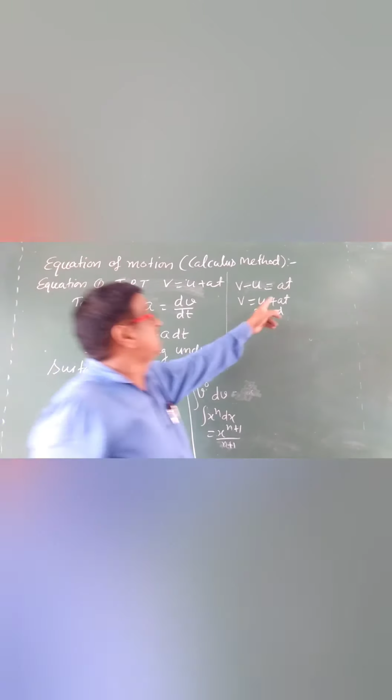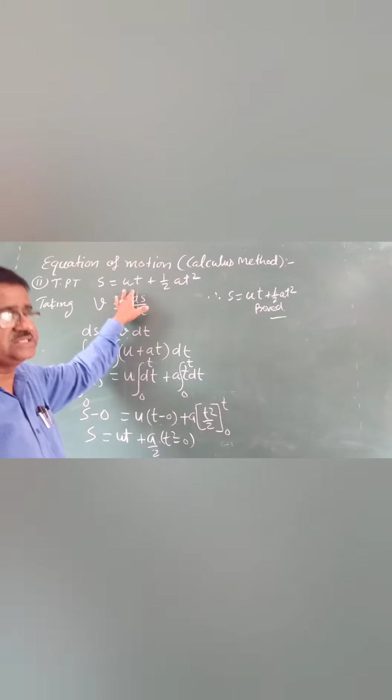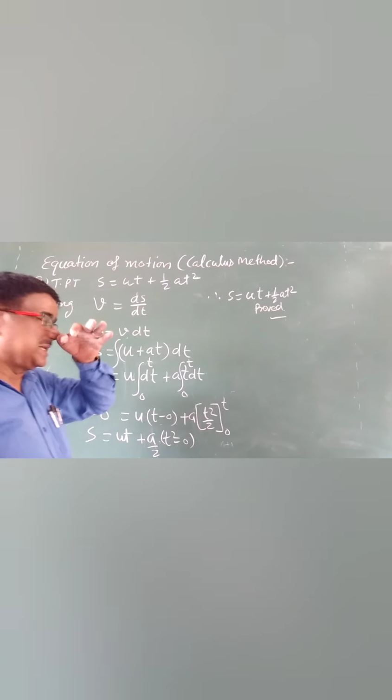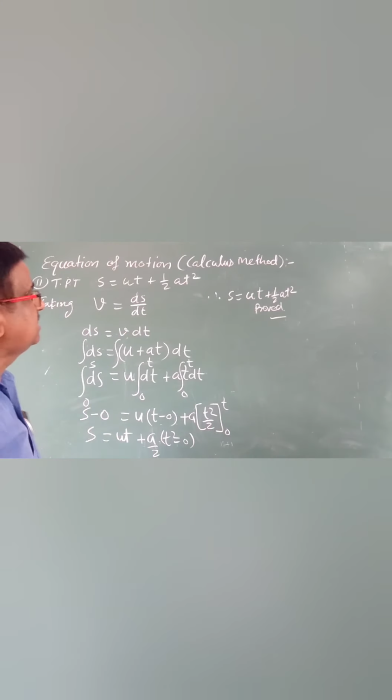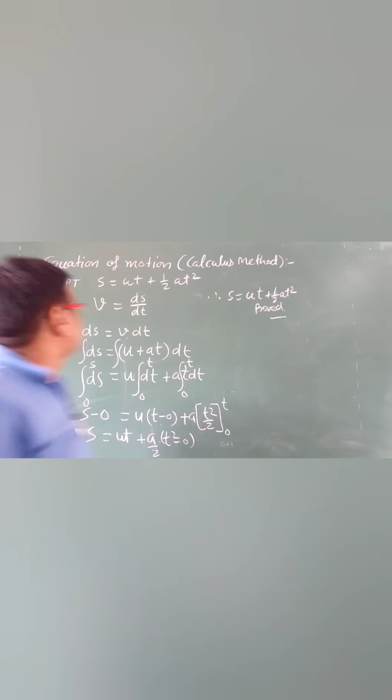Now come to equation number 2, to prove that s is equal to ut plus half at square, where the symbols have their usual meaning. That means s is the displacement, u is the initial velocity, t is the time, a is acceleration, and again t is the time.